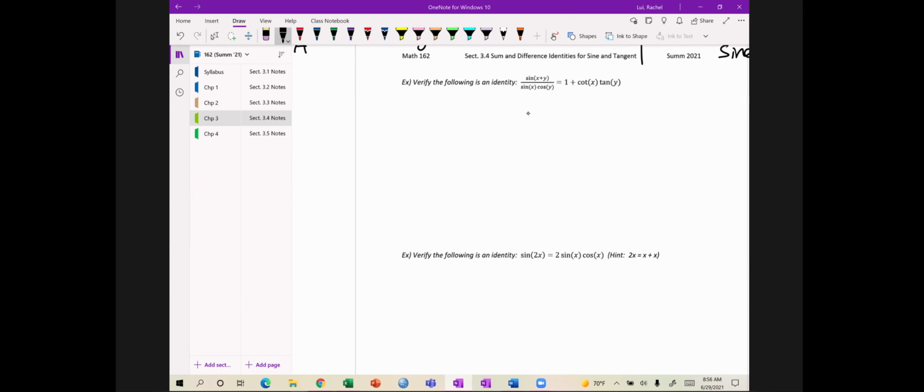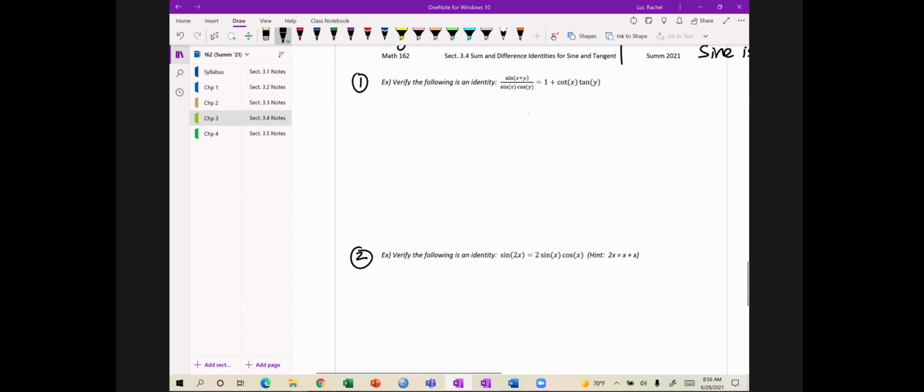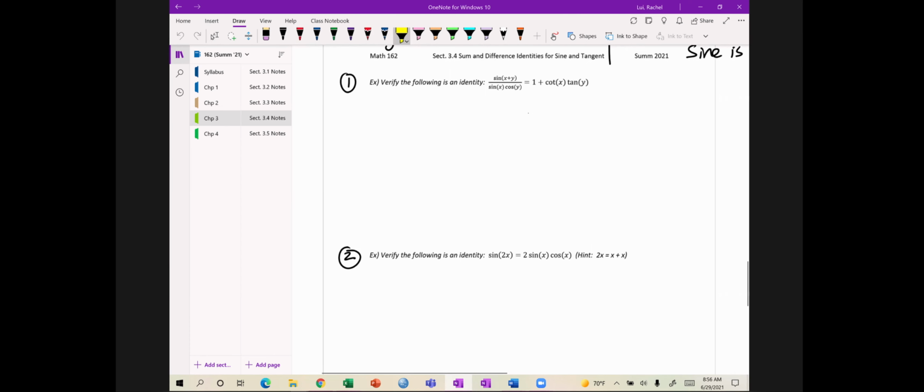Okay. So there's 2 proofs. When it says verify the following identity is true, that means you want to prove that the statement is true by method 1, starting with one side, transforming it to the other side. Method 2, simplifying both sides individually and showing they simplify to the same expression. So I think for these problems, we can use method 1.